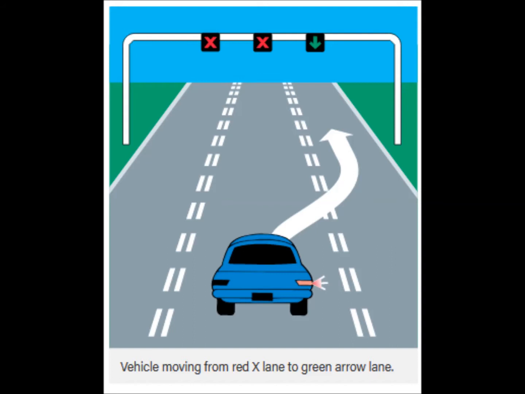Image description. 3 lanes of traffic separated by a double dotted white line. The 2 lanes on the left have a red X above them. The lane on the right has a green arrow pointing down. A vehicle is driving in the center lane with their right turn signal on and an arrow indicating that they are changing into the right lane, out of the lane with an X marked over it and into the lane with an arrow marked over it. Vehicle moving from red X lane to green arrow lane.